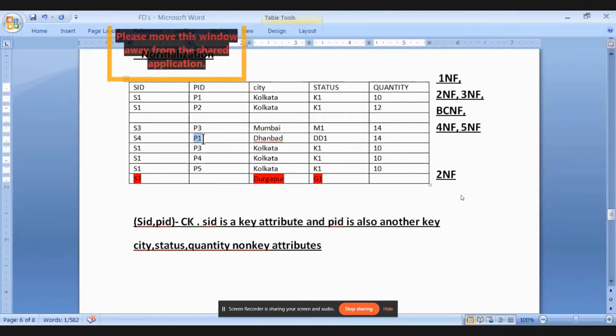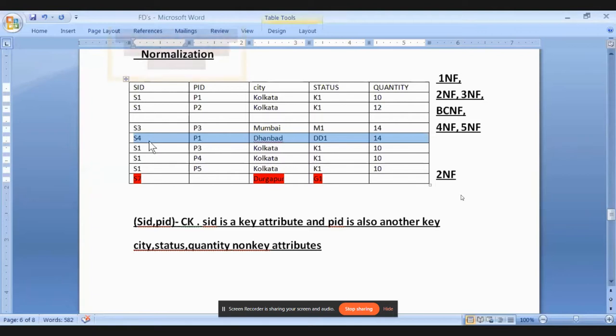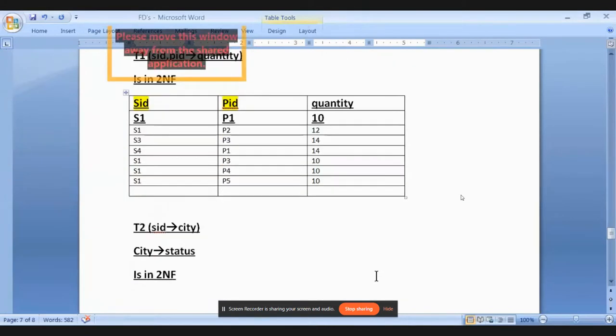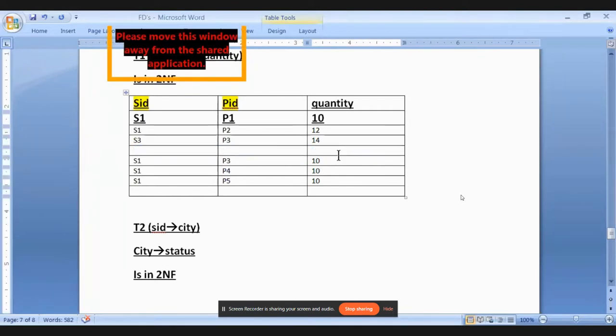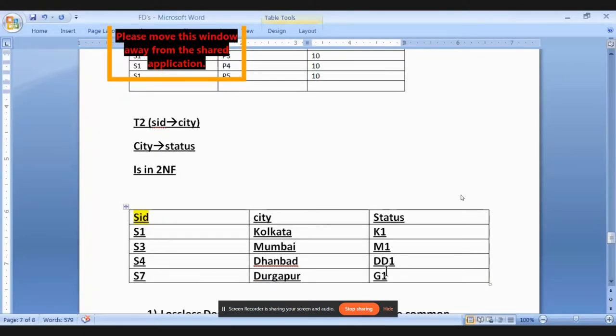I only wanted to delete P1's information and the quantity, these two data, but I could not, because I could not keep product as null. Hence, I had to delete the full record. Deleting the full record meant the city and status of S4 were also deleted, which was unnecessary deletion. Here it is possible: S4 has stopped supplying P1, so I simply delete it from here, although the city and status of supplier S4 are still available.